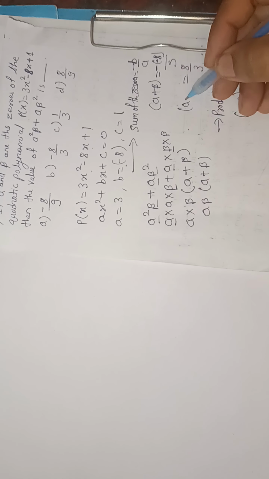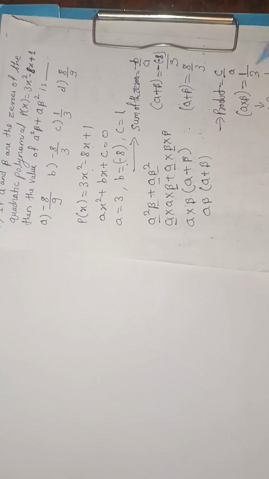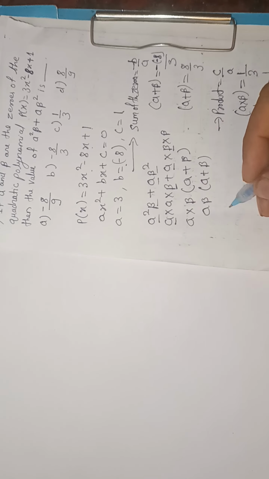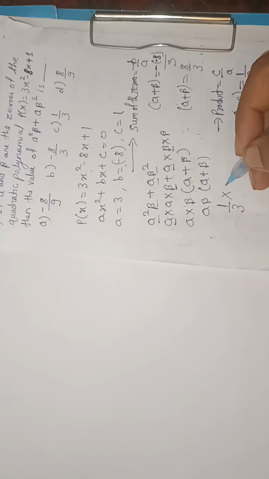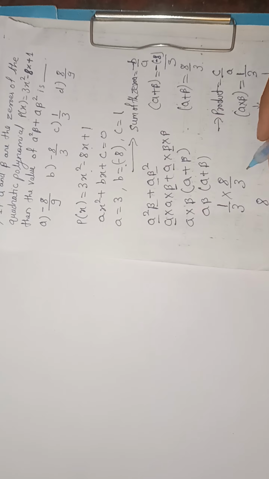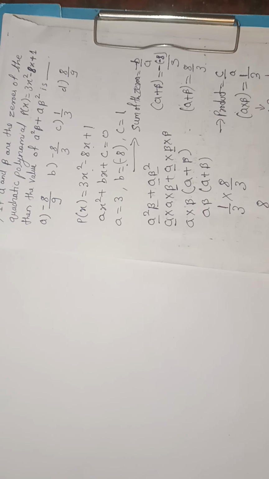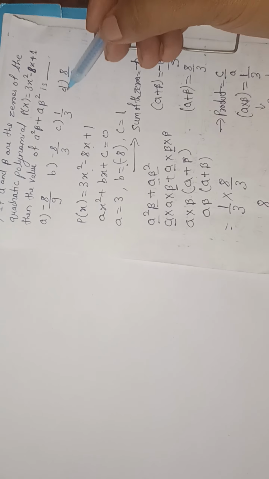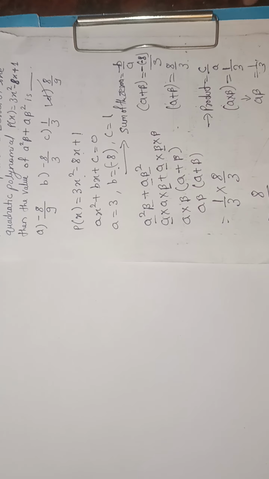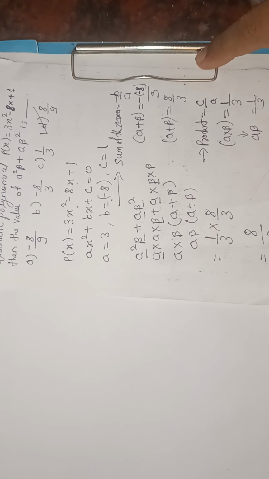So the answer: alpha plus beta value is 8 upon 3 and alpha beta is 1 upon 3. So alpha beta put 1 upon 3 and this is multiplied by alpha plus beta, 8 upon 3. So 8 ones are 8 and 3 threes are 9. Okay, so you can see here D is the correct option. Like this you have to solve. Thank you.